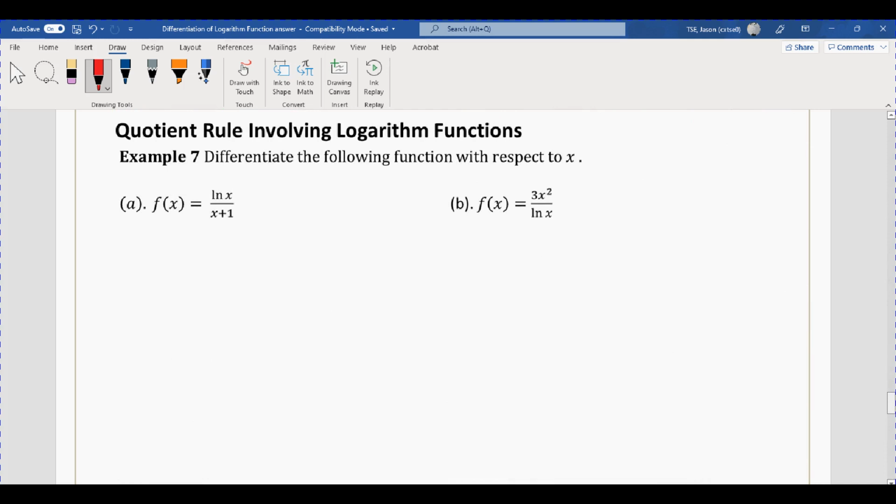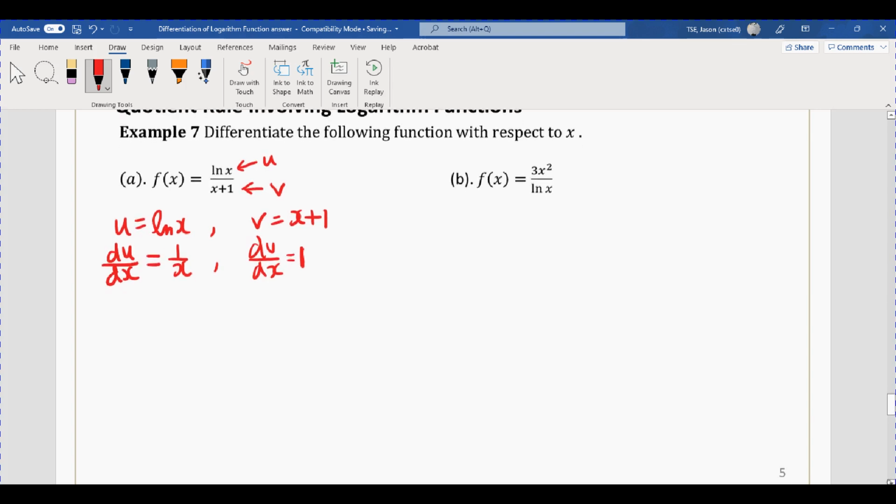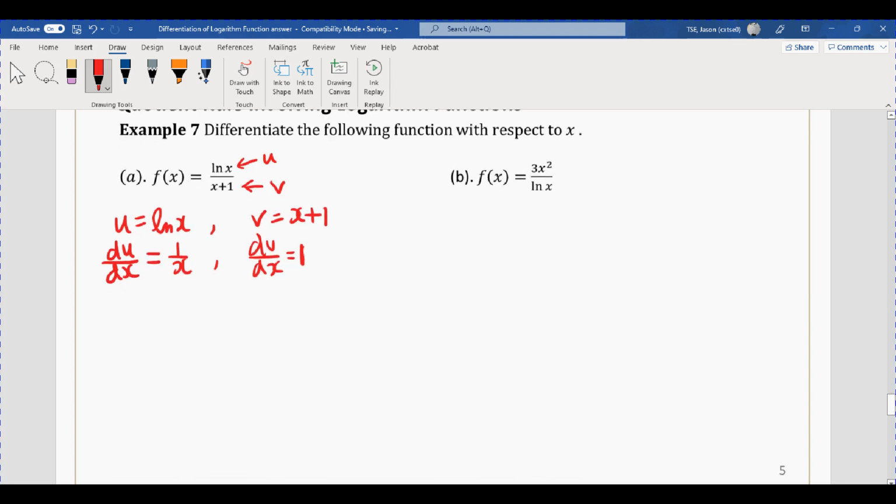So here is the quotient rule. For the quotient rule, you must have a fraction, with u above and v below. So that would be a u, and that would be a v. Let's say u is log x, v is x plus 1. You differentiate u, then you have 1 over x. You differentiate your v, dx over dx is 1 and d1 is 0. So it's quite easy, right?